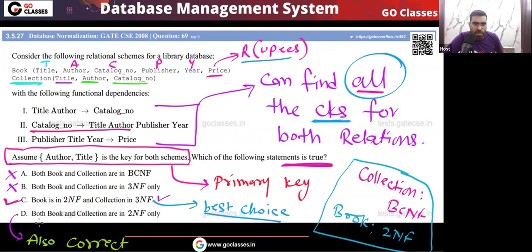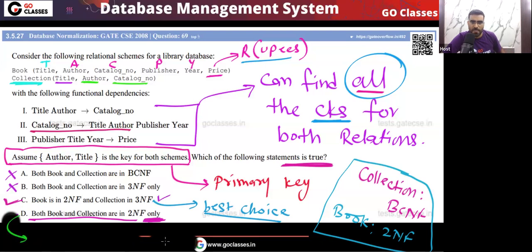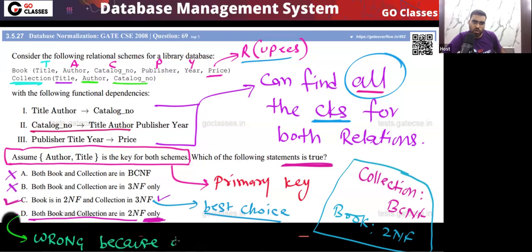Are in 2NF only. Sorry. Because of this word, option D is actually wrong. Option D is wrong because of this word only.